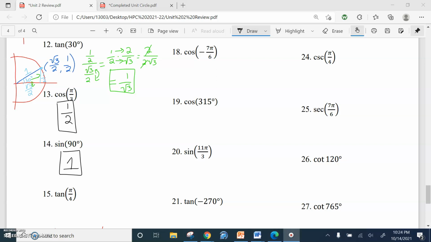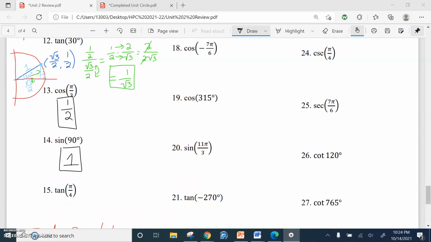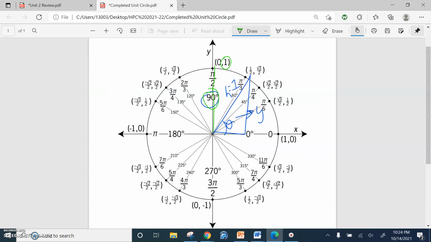Now 15, we're going to move up a little bit. Tangent of pi over 4. Well, let's go back to the unit circle. Pi over 4. Erasing. There we go. Pi over 4 is just 45 degrees. That's right here. So we need to know the tangent of pi over 4. So if I drop this down and make our triangle, there's 45. Tangent is asking for the y value over the x, y divided by x.